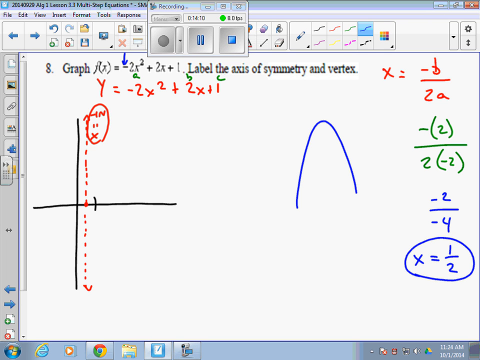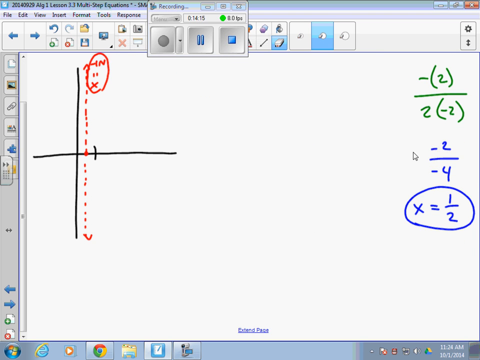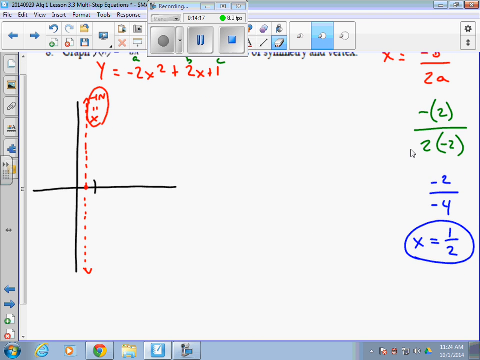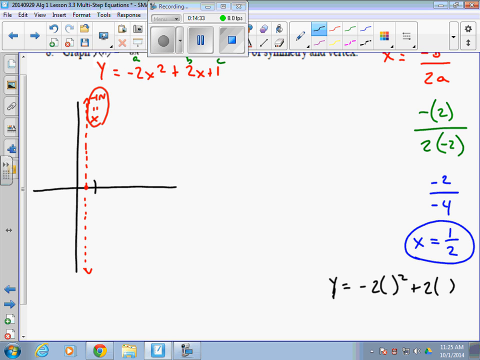In order to find y, we're going to take our x value and plug it back into the original equation. So our original equation said y equals negative 2 times x squared plus 2 times x plus 1. We just found x's value a second ago for the vertex, 1/2. So here we're going to plug in 1/2 for x, and right here we're going to plug in 1/2 for x.